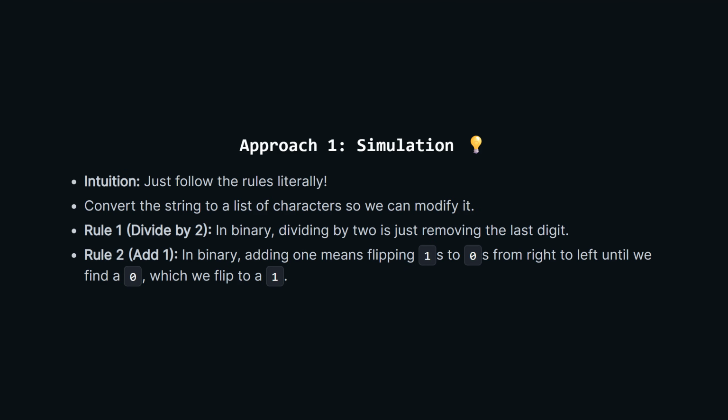Our first idea is usually just to do exactly what the problem tells us to do. We can simulate the process. Because string operations can be annoying, we can turn our string into a list of individual characters. Now, here is the trick for binary numbers. Dividing by 2 is super easy, you just chop off the very last character. Adding 1 is a bit trickier, we have to start from the right side, change any ones into zeros, and the first 0 we find, we change it to a 1.